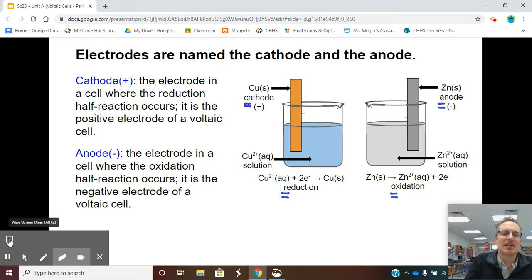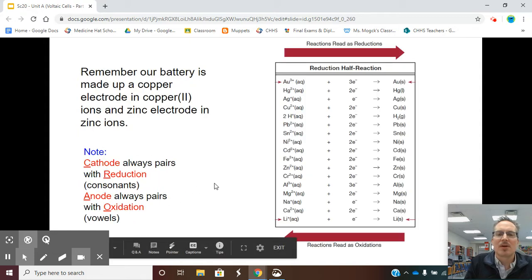Well, let's take a look at this again. Here's my rule. Cathode always pairs with reduction, consonants. Anode always pairs with oxidation, vowels. Make sure you write it down.